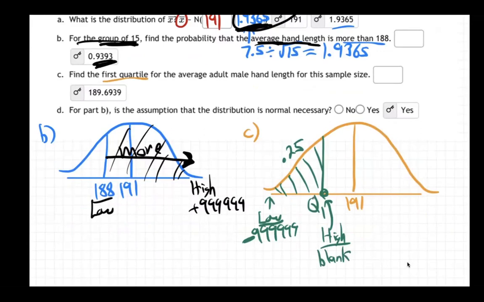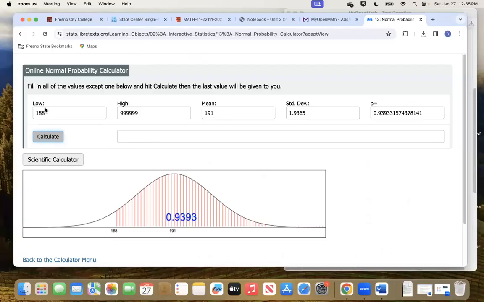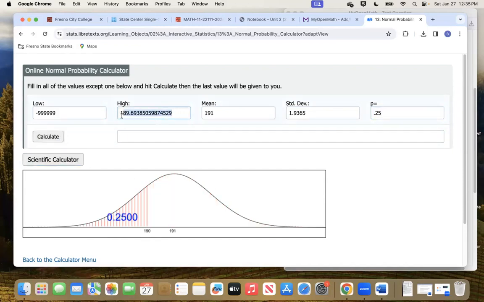And so we go to the calculator. Just make sure you use the new stuff. Okay, so the low is negative 6.9, negative infinity in calculator language. The high, we're going to leave blank. We don't know the high. We got the mean, got the new standard deviation. That's beautiful. Then 0.25, first quartile, 0.25 for the P. Calculate. It fills in the high. There's our answer.